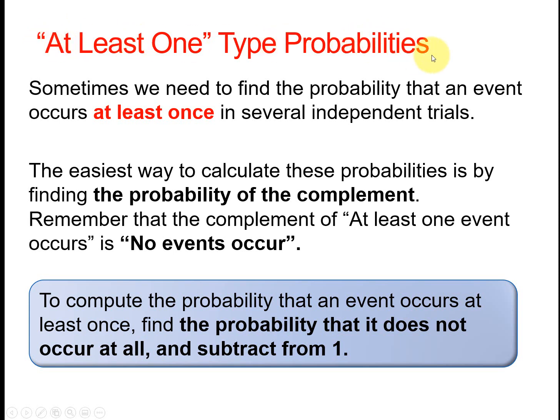So, at least one type probabilities. Sometimes we need to find the probability that an event occurs at least once in several independent trials. The easiest way to calculate these probabilities is by finding the probability of the complement, which we did in the previous example. Remember that the complement of at least one event occurring is no events occurring. See how that's different? To compute the probability that an event occurs at least once, find the probability that it does not occur at all, and subtract it from 1.